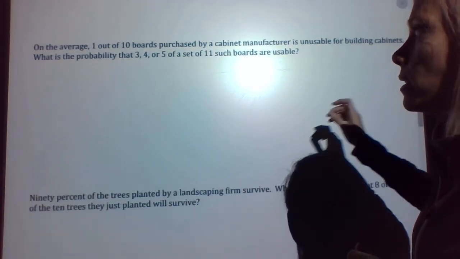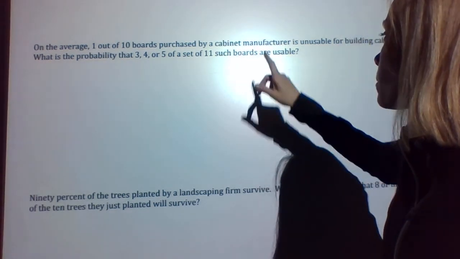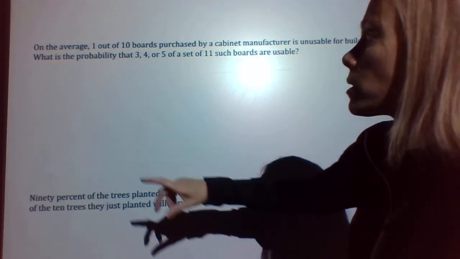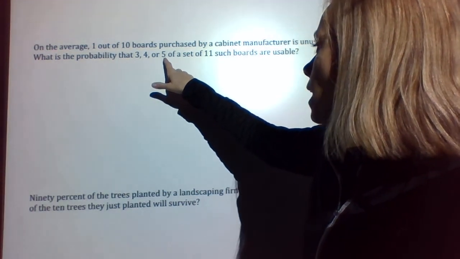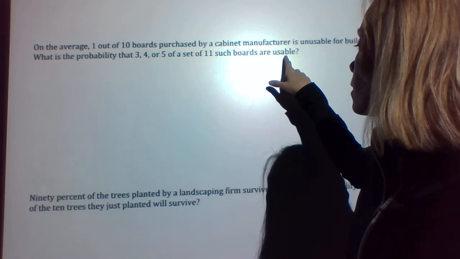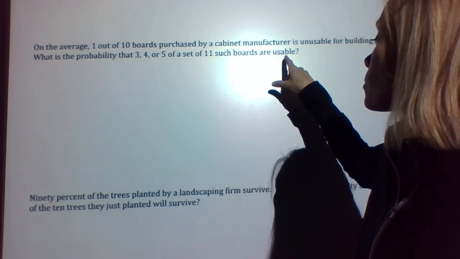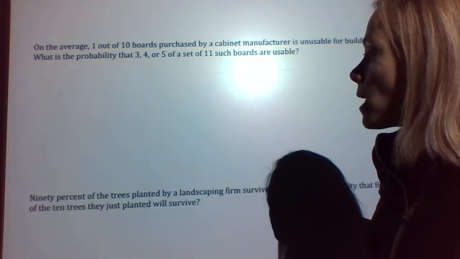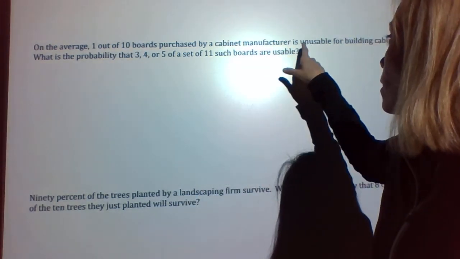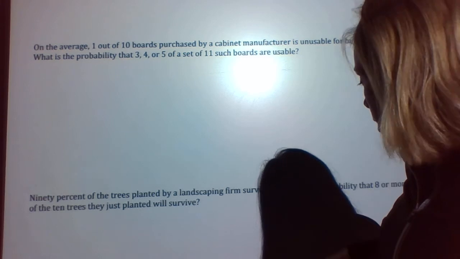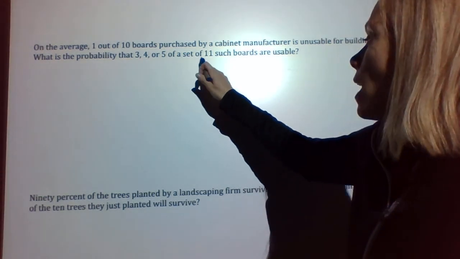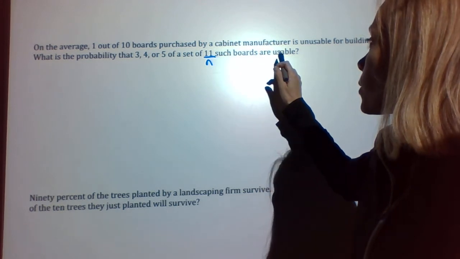On average, 1 out of 10 boards purchased by a cabinet manufacturer is unusable for building cabinets. What is the probability that 3, 4, or 5 of the set of 11 such boards are usable? Okay, so this changes a little bit. If 1 out of 10 boards are unusable, what's the probability that 3, 4, 5 out of 11 are usable?